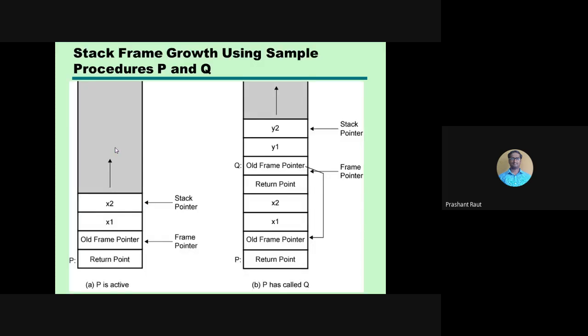And this is a sample stack frame using sample procedures P and Q. Suppose we have two procedures P and Q. Now if P is active, what is the content of P? It starts with the first entry in what is called the stack frame. The first entry in the stack frame is always the return point. Whenever you complete the procedure execution, the location at which you should return is called the return point.